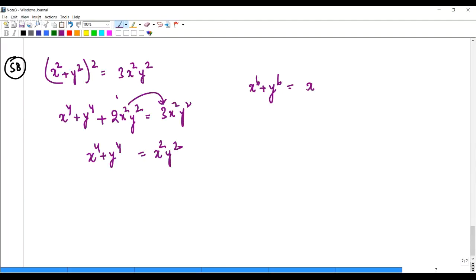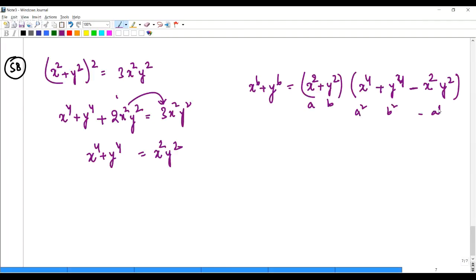you can say a cube plus b cube is equal to (a plus b), that is (x square plus y square), into (a square plus b square minus ab). So here this is a and this is b, and this is a square, this is b square, this is minus ab. Now we know x to the power of 4 plus y to the power of 4 is simply x square y square. This gets 0. Everything becomes 0 here.